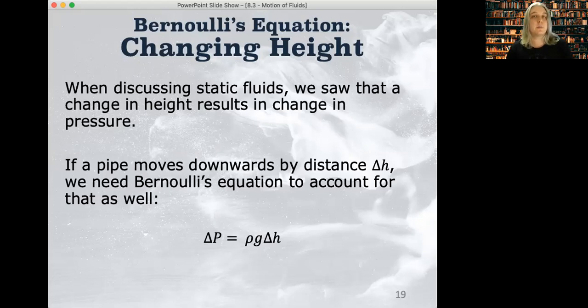We already know the pressure changes in a static fluid when we get that drop, and the same relationship holds for a moving fluid. So the change in pressure will still be given by rho g delta h, where delta h is our change in height. Of course, keeping in mind that if you go upwards, then your pressure is going to decrease. If you go downwards, it will increase. But the equation still stays. The equation still holds exactly the same.